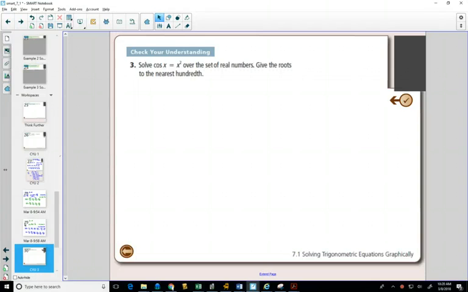Our last example today is a calculator question. Okay, solve cos x equals x squared over the set of all real numbers and give your answers to the nearest hundredth. Usually, "give your answers to the nearest hundredth" is the indication that it would be a calculator kind of question. This is a kind of question where I'm going to show you how we're going to solve it using our graphing calculator, but you will never be asked this kind of question on your exam.